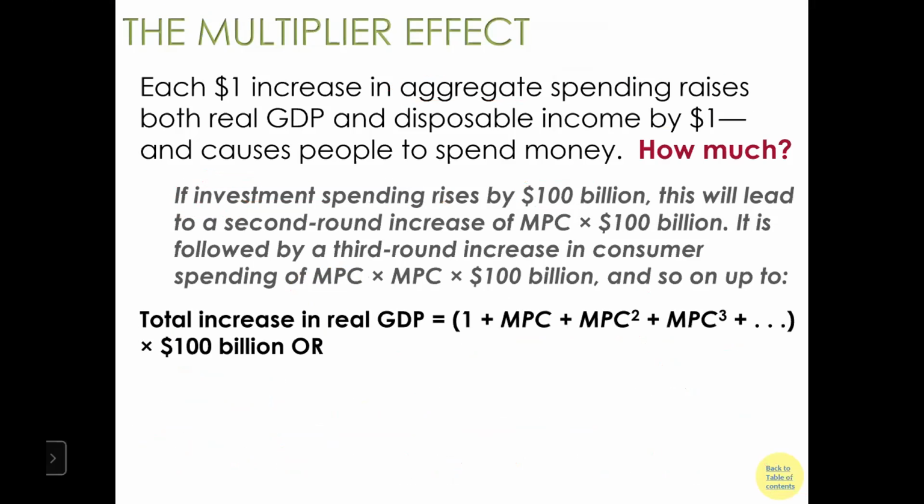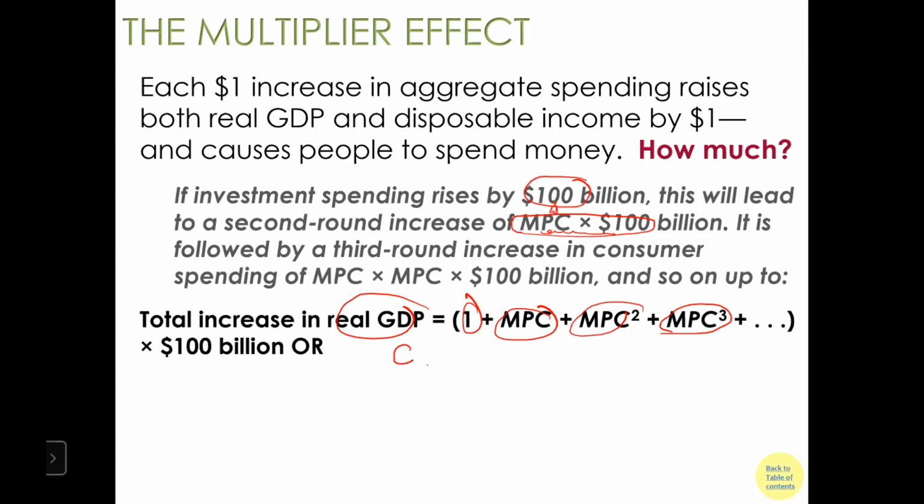Now let's just finish the discussion. The total increase in real GDP is coming from aggregate expenditure equal to this. This one refers to the initial 100 billion. This MPC refers to, so this 100 billion becomes somebody else's income, and somebody who received 100 billion will spend a fraction. The following items just follow the idea I just mentioned.